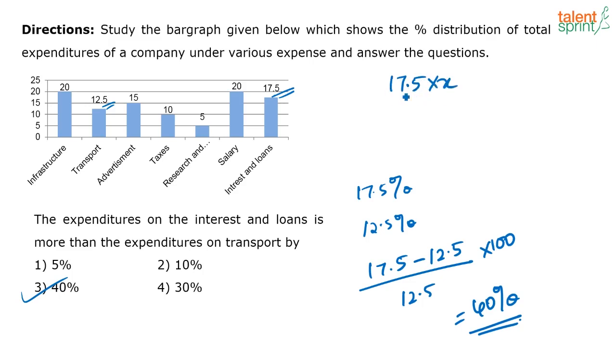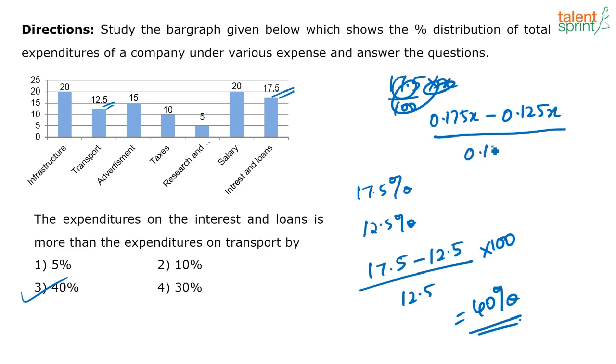So 17.5% of X, correct? 17.5% of X is 0.175X minus 0.125X, 12.5% of X. That will be divided by the expenditure on transport, because we are calculating with respect to transport, correct? This into 100. That is what we are looking at. Okay, so the correct answer is 40%.